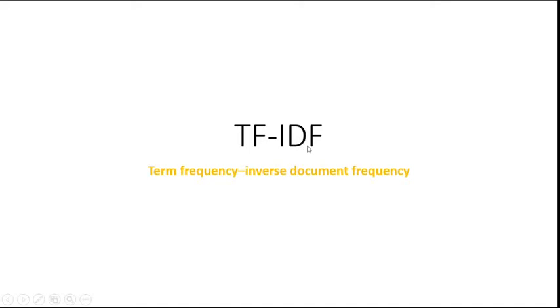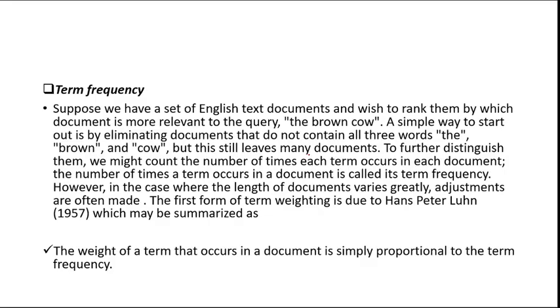So TF-IDF, the literal meaning is term frequency and inverse document frequency. TF stands for term frequency, IDF stands for inverse document frequency. So what is term frequency? Suppose we have a set of English text documents and we want to rank them by which document is more relevant to the query. Let's say the example is "the brown cow".